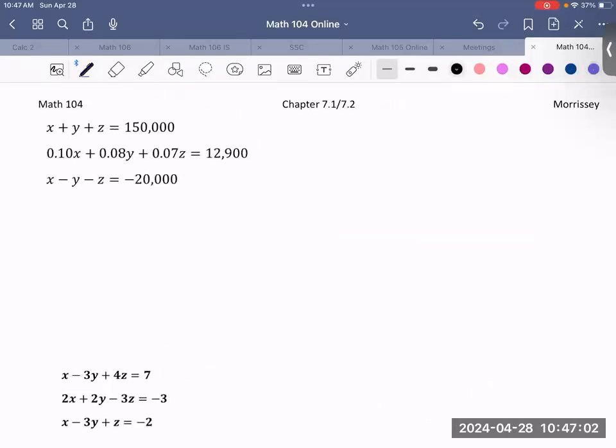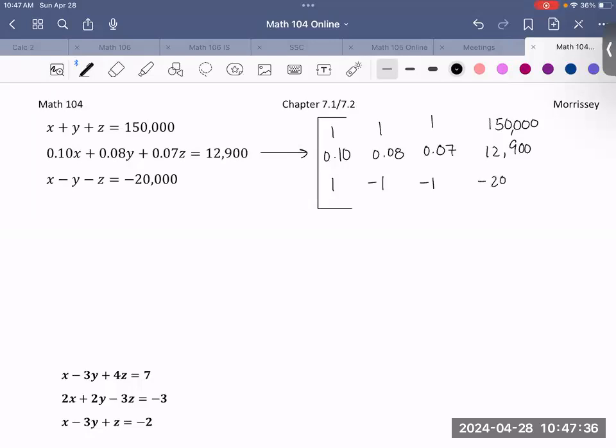So let's go ahead and build this matrix as we did before. So this matrix, we have 1, 0.10, 1, 1, 0.08, -1, be careful with all of the zeros. Okay, so this is what your matrix should look like when you go ahead and enter it in.